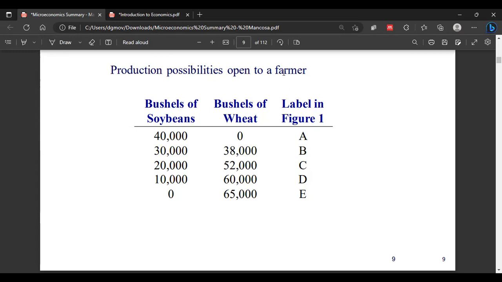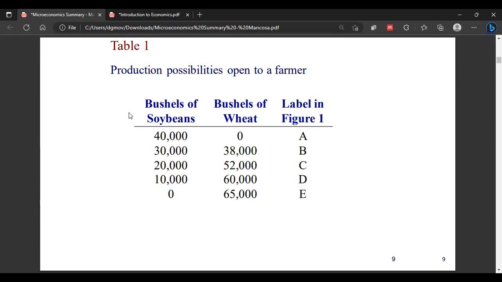This farmer can only produce 40,000 tons of soybean if they fully utilize their resources. If they take all the resources, they are only able to produce 40,000 tons of soybean, which we will label as point A. So if they produce 40,000 tons of soybean, there are no resources left for the production of wheat. They fully utilize their resources towards the production of soybean.